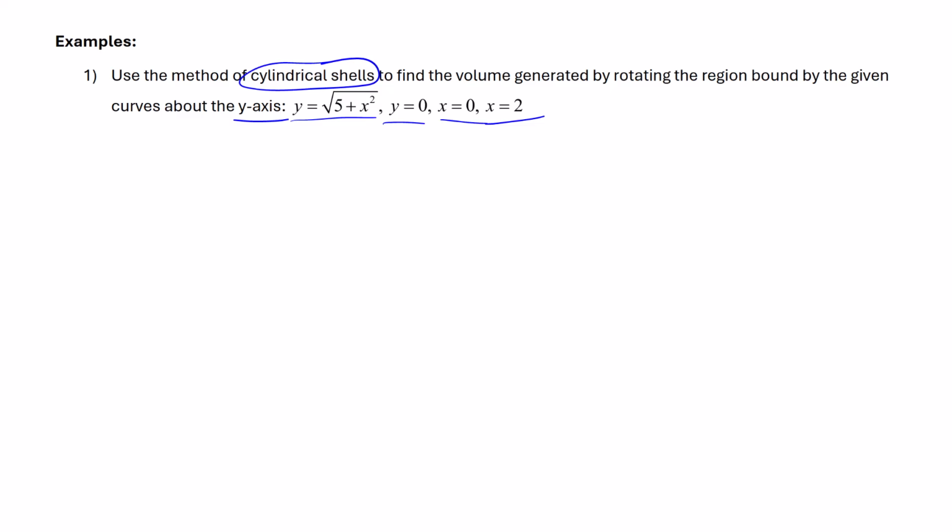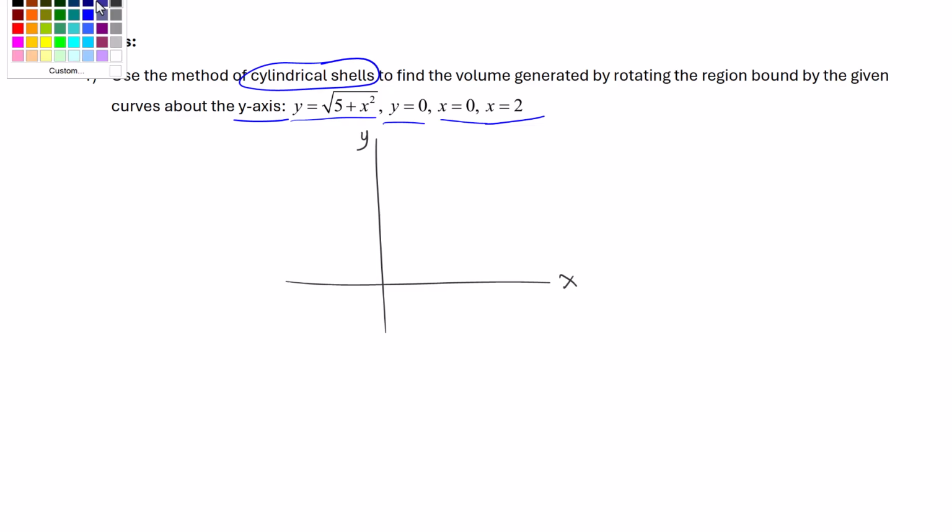So let's start, as always, with a basic picture to work with here, just to make sure we can understand exactly what we have going. Based on what they gave us, I'm going to draw a horizontal x-axis, vertical y-axis, and then let's draw some of these constraints as provided. So the first was y equals the square root of 5 plus x squared.